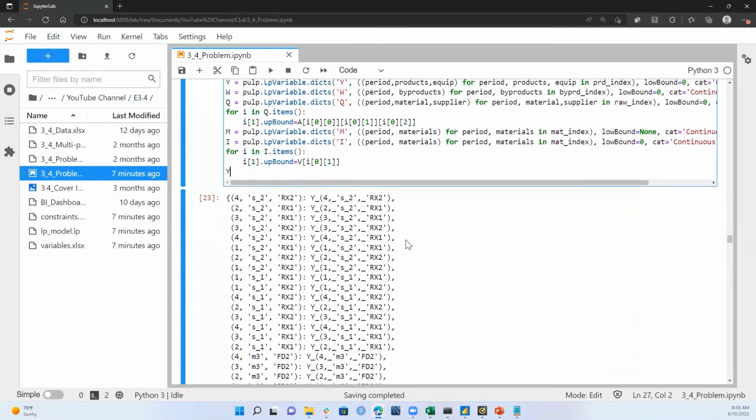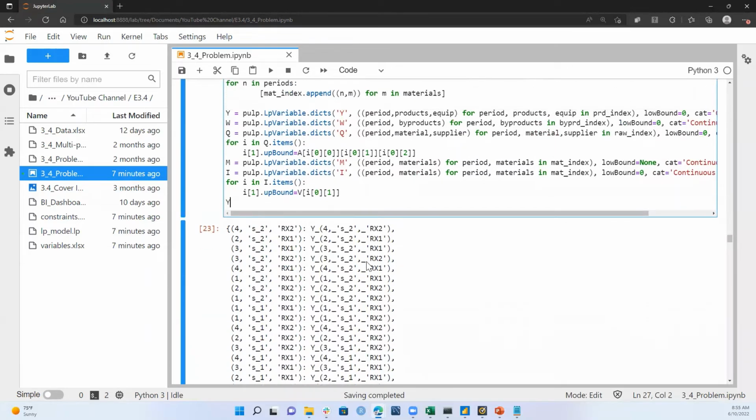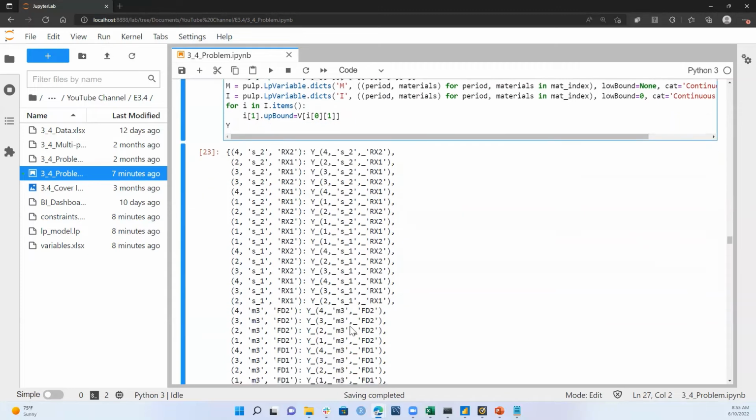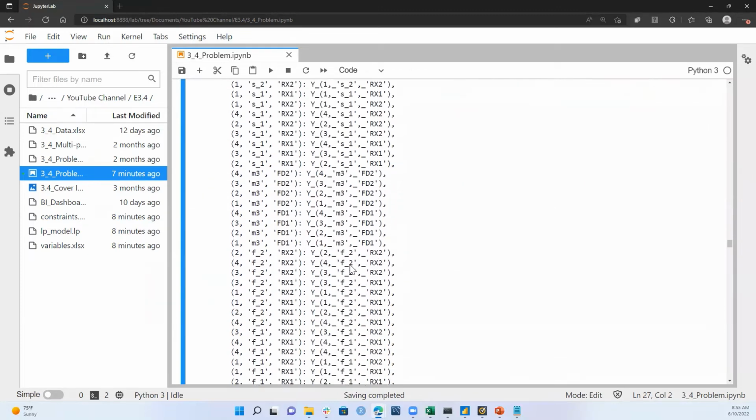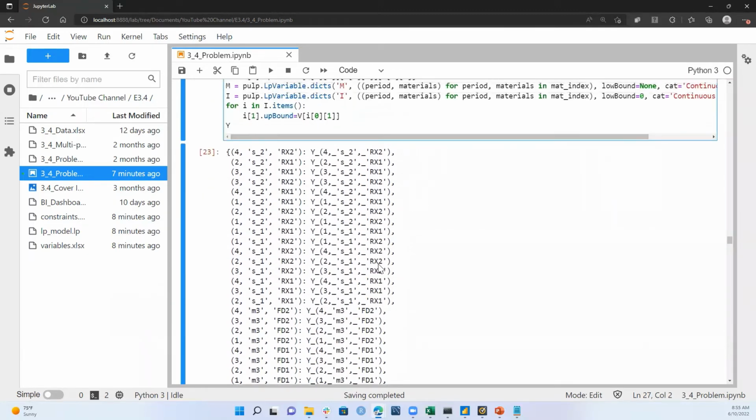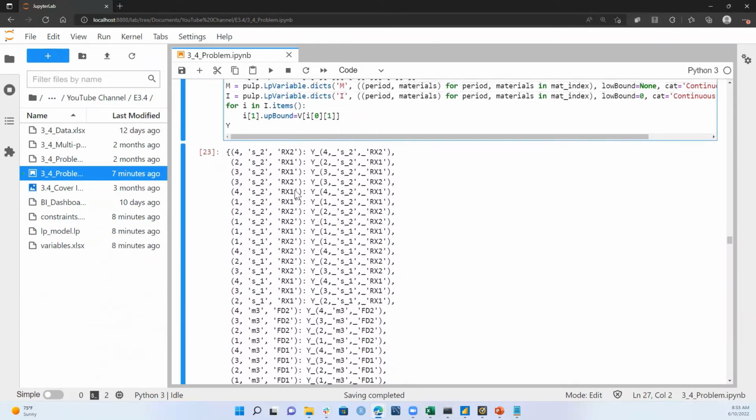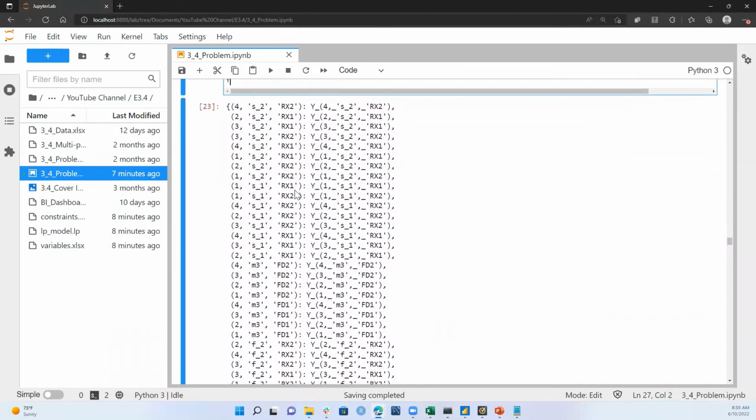So those are all our decision variables, and then we can inspect each of those here to make sure they're created correctly. Essentially here are decision variables for all of our products, S_2, S_1, M3, F_2, and F_1, for all the pieces of equipment that you can make those products on and for each period. So you can see here we have a lot more decision variables than we've had in past episodes.